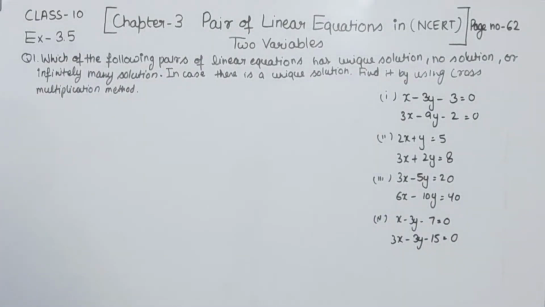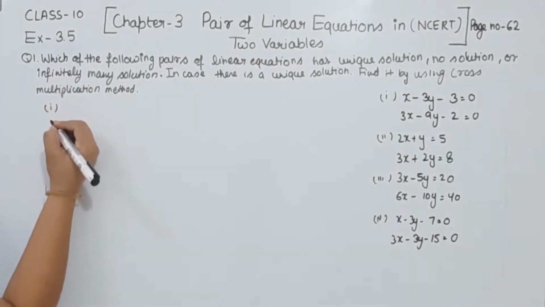Exercise 3.5, page number 62, question number 1. Which of the following pair of linear equations has a unique solution, no solution or infinitely many solutions? In case there is a unique solution, find it by using the cross multiplication method. So we have 5 parts in the question. We are going to start with the first one.